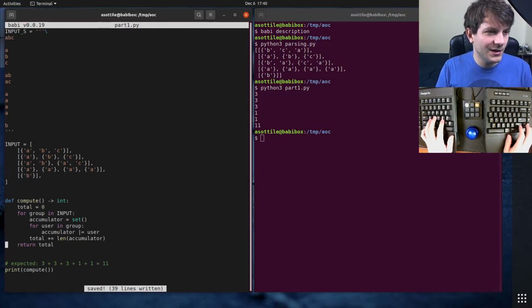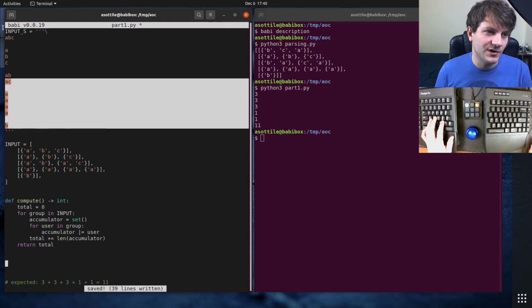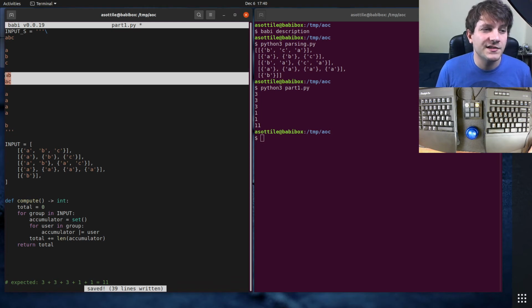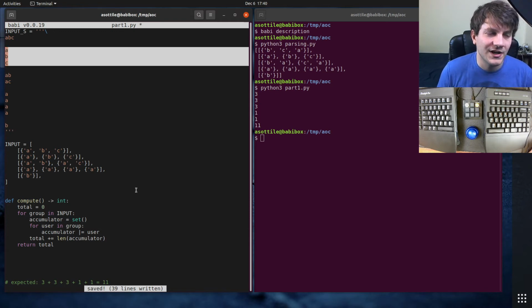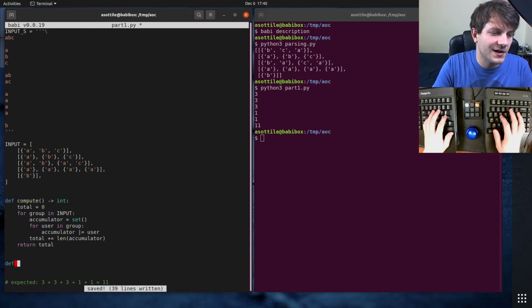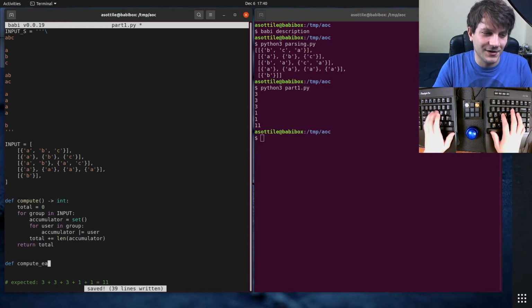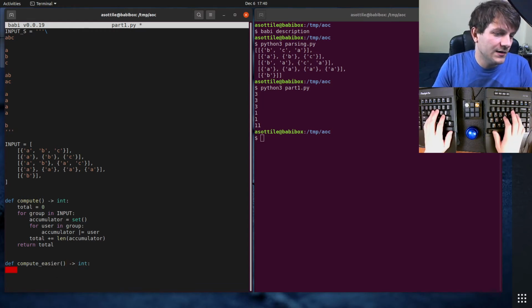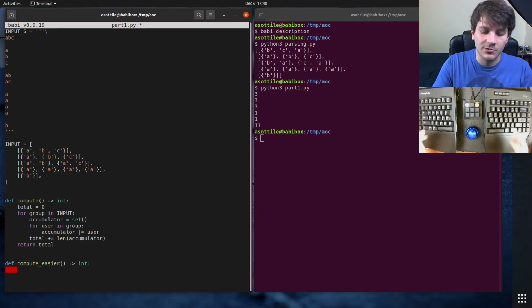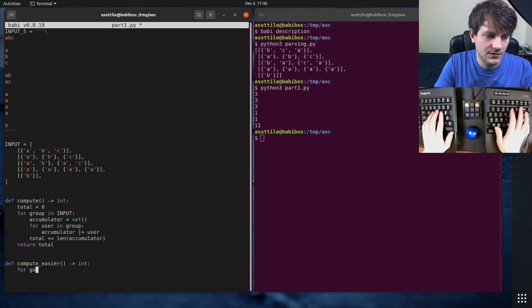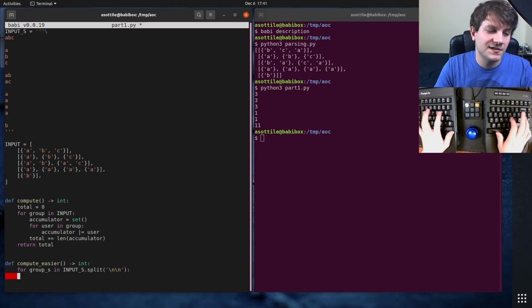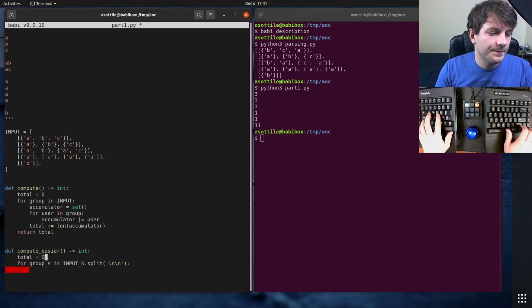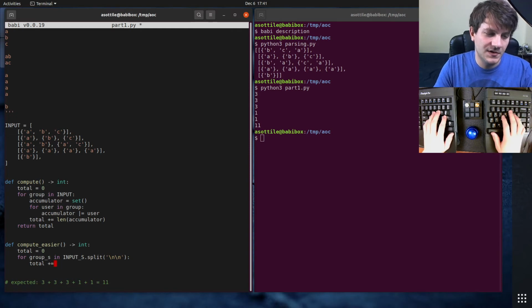Now, I actually took a bit of a shortcut here based on the input. I noticed that we were looking for uniques across the entire group, so it didn't actually matter that we had individual users. So what I did is I took this whole string and just made a set out of that. So this was my compute, I don't know, slightly easier approach. But I had to do a separate set of parsing here, so my parsing was different. So I did for group S in input s.split backslash n backslash n. So again, using that same trick, total equals 0. And I just did total plus equals length of set of group S.